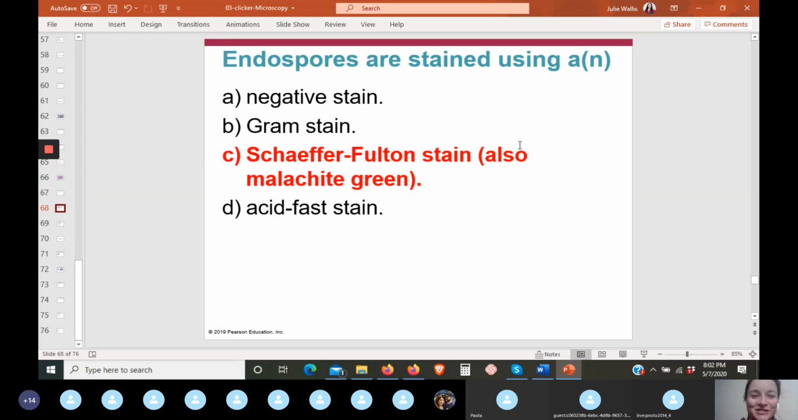Endospores are stained using Schaefer-Fulton stain, which is also known as malachite green. Endospores are structures, which we'll talk about more later, where a bacteria in a harsh environment forms something almost like a seed for a plant. It is a protective structure that keeps it from drying out, and they are very resistant to staining as well.